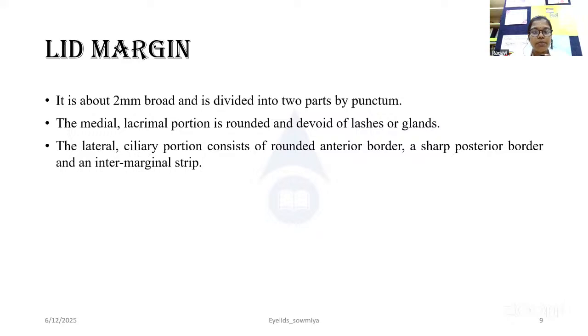Lid margin. It is about 2 mm broad and it is divided into two parts by the punctum. The medial lacrimal portion is rounded and devoid of lashes or glands. The lateral ciliary portion consists of a rounded anterior border, a sharp posterior border, and an intermarginal strip.